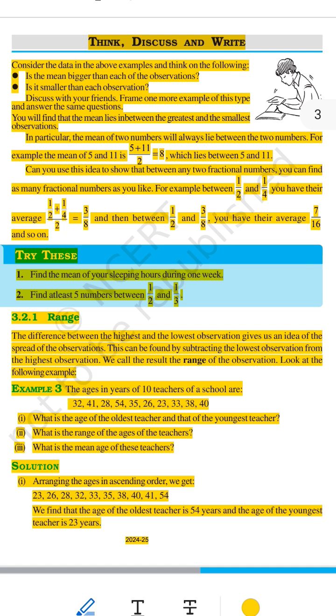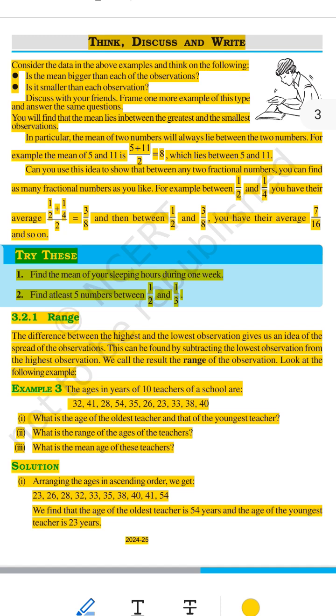Why is the mean important? It tells you what is normal or typical in your data. It makes it easier to compare different groups, like average marks of 2 students or average runs of 2 players. It helps you see the center of the data.